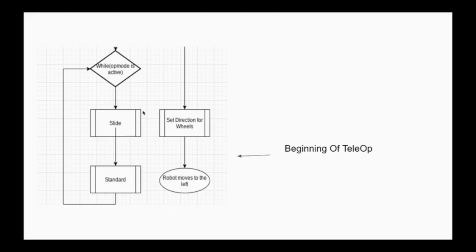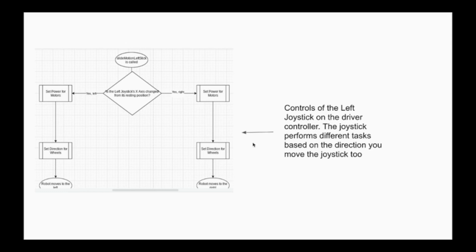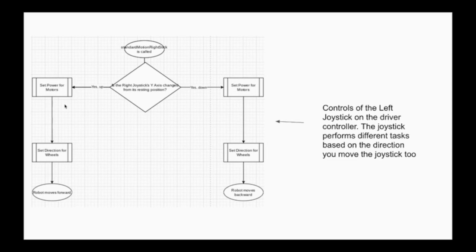This is the beginning of teleop, and this shows the controllers. The left joystick, like I said, on the driver controller performs different tasks based on the direction you want to move the joystick to. This is very important, and this is the visual diagram. This easy-to-read flowchart explains how we have programmed our robot, and now Shamita and Neeraj will do a code walkthrough.